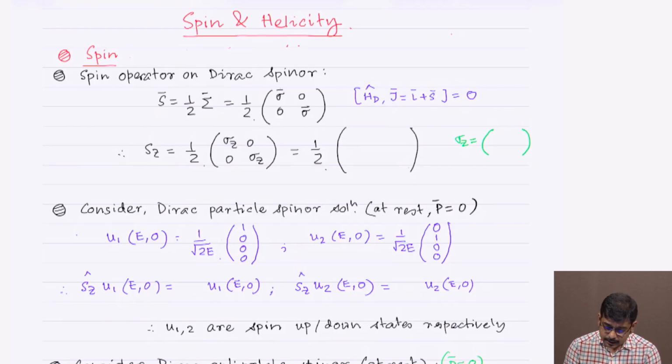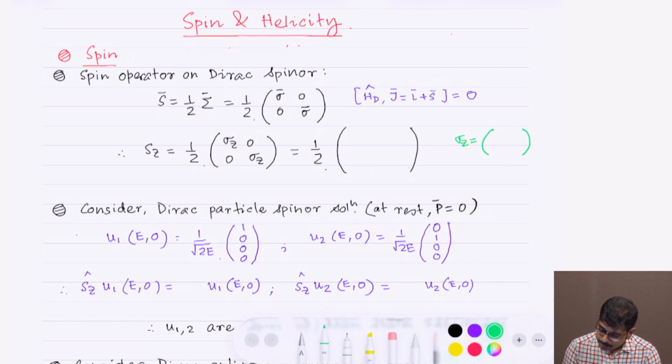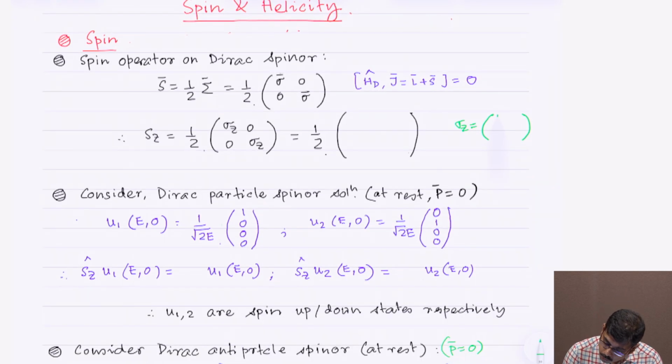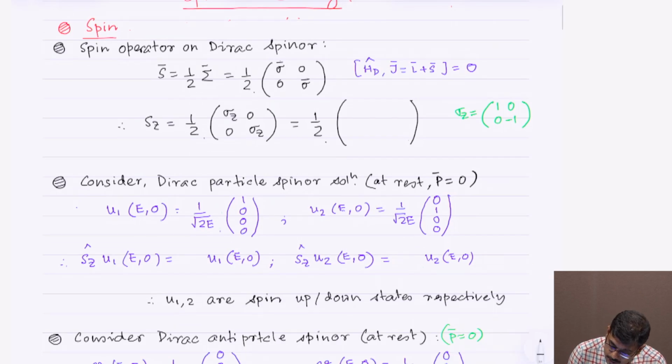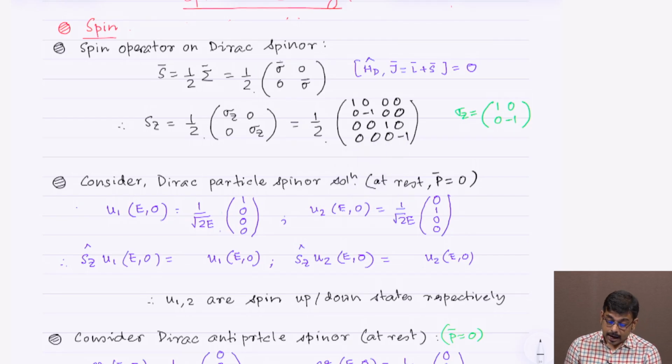What was the Sz? This is half of sigma z 0; 0 sigma z. What was actually your sigma z? Now, all of you remember that sigma z is something like 1 0; 0 minus 1. So, what will become this Sz matrix which will act on the Dirac spinors? This will become 1 0 0 0; 0 minus 1 0 0; similarly here 0 0 1 0; 0 0 0 minus 1, right.